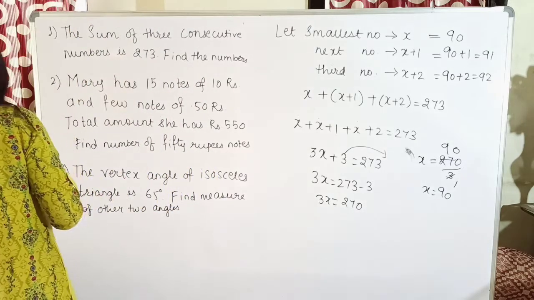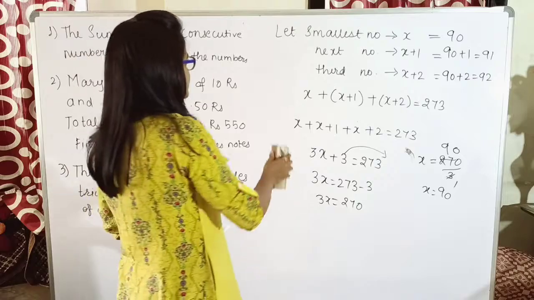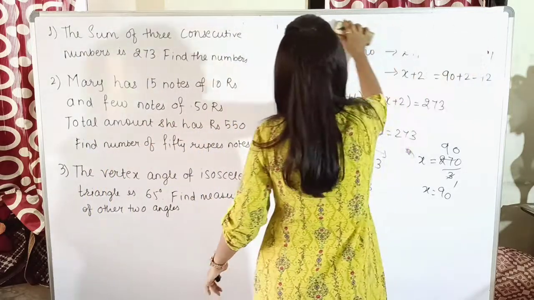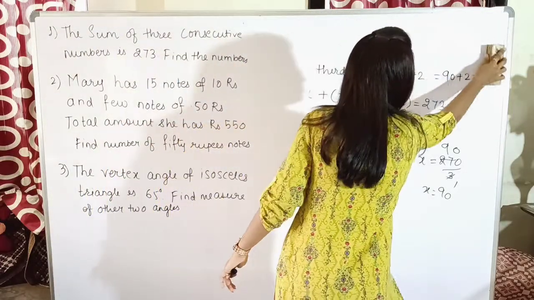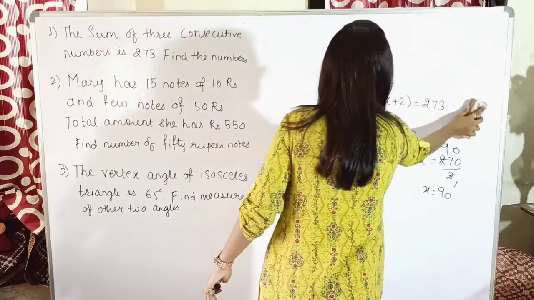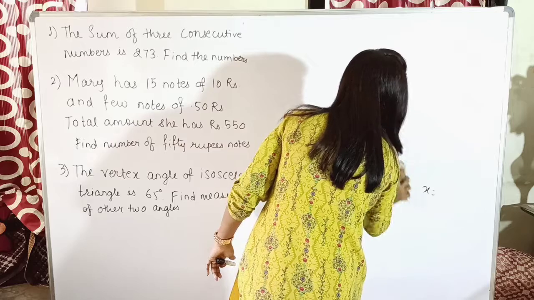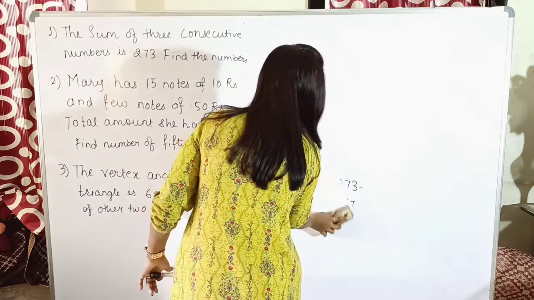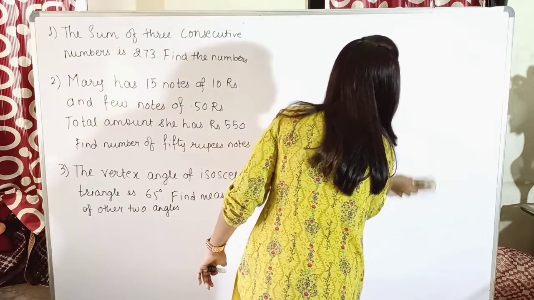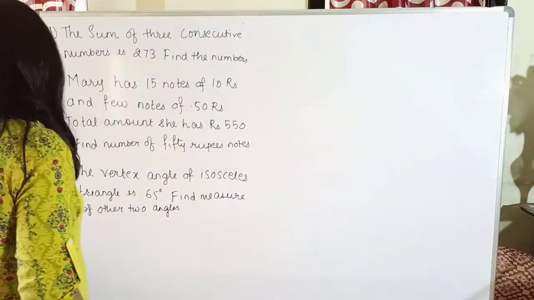Okay, so this is how you have to solve. Just look at the condition, frame the equation. Before that, consider the thing which is to be found as a variable, and then you can move further. Once you frame the equation, the solving part is pretty easy. The main concern is how to frame the equation. Let us look at the next question.